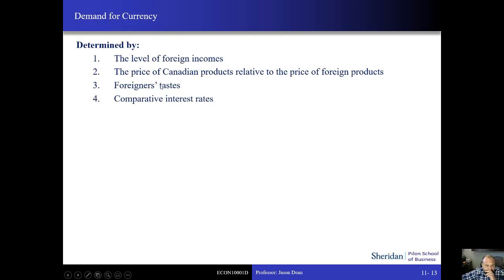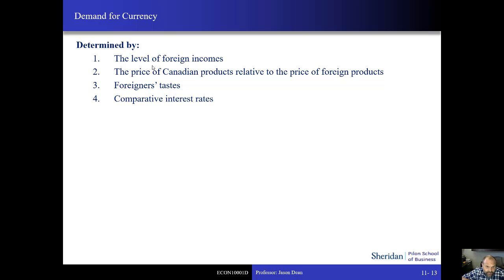So again, the demand for currency is determined by different things. In these cases here, we would shift the demand curve for the Canadian dollars if any of these change, and we would represent that with a shift. For example, the level of foreign incomes: if we're thinking of the United States, if they are in a boom period and their incomes increase, they're likely going to import more stuff from us. Many people might buy more maple syrup, for example. So we would represent that with a shift to the right in the demand for the Canadian currency.